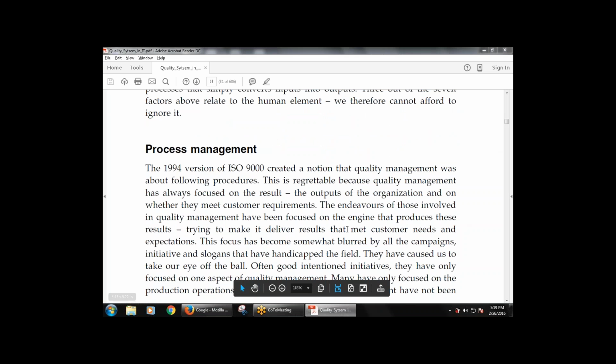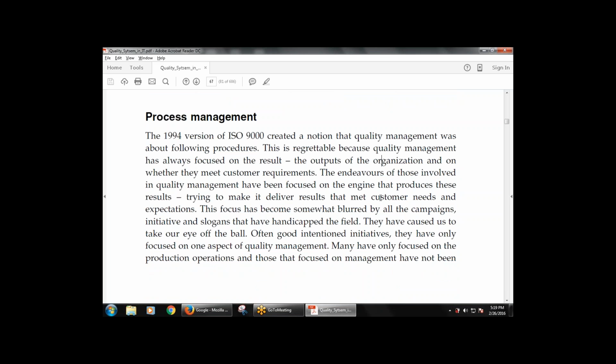Next part is process management, that is, how the processes will be managed, or what process management is carried out. ISO 9000 created a notion that quality management was about the procedure. That means the International Organization for Standardization treats quality management as a part of the procedure. This is regrettable because quality management has always focused on the result, and it is part of process management.